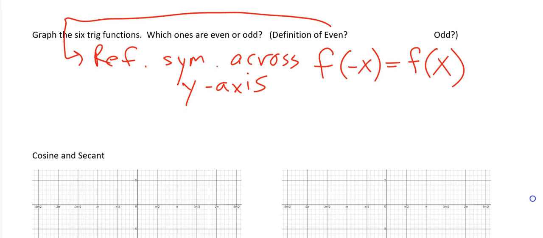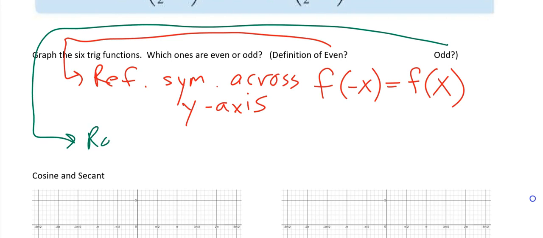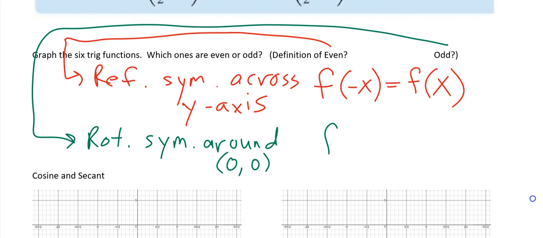Okay? And I'll review that with you here in a second, so it makes more sense. And then what about the odd functions? What was true about the odd functions? Rotation, symmetry, around what? Around the origin. Now, what did we mean by that? We could spin it 180 degrees and it had to look exactly the same. Don't be the kid that rotates it 360 because they always look the same. Okay, now, the definition we had for that looked like this.